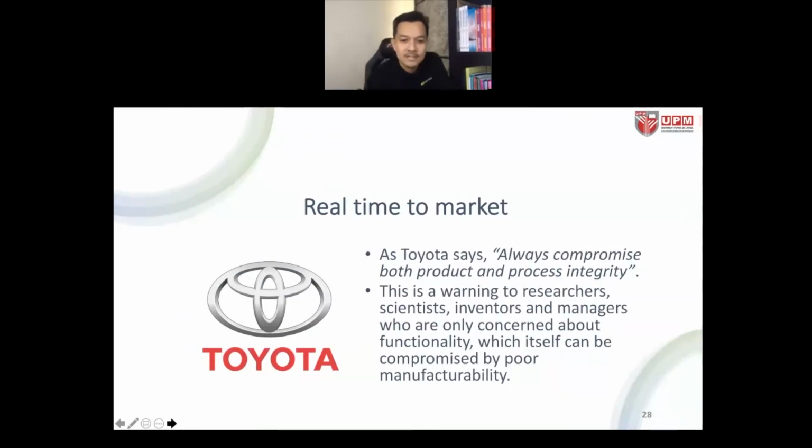As Toyota says, never compromise both product and process integrity. So this is a warning to researchers as well as scientists, investors, and managers who are only concerned about functionality, right? Maybe when you start discussing in your group, you already figure out what function we want to put in our product, and what things we want to add on. So you are very excited to find an innovative product that has many functions, which itself can be compromised by poor manufacturability, right? So this is just a reminder to all of us.